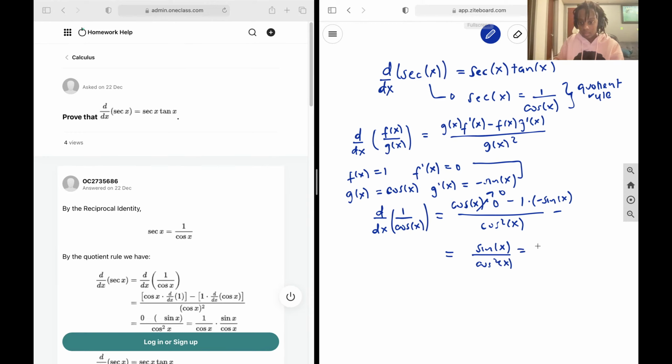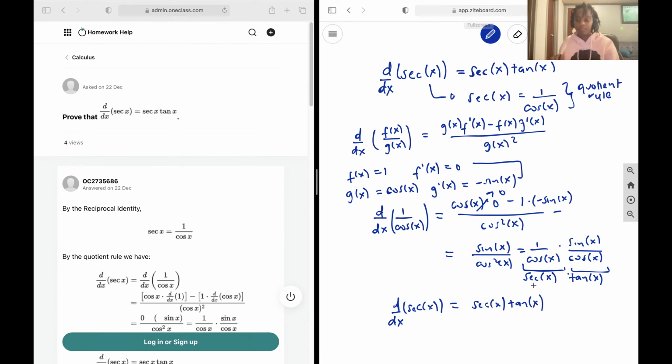We can again rewrite this as 1 over cos x times sine x over cos x. Remember that this is secant of x, and this is tan of x. This means that, finally, the derivative of secant x is equal to secant x multiplied by tan x, and that is going to be our final answer.